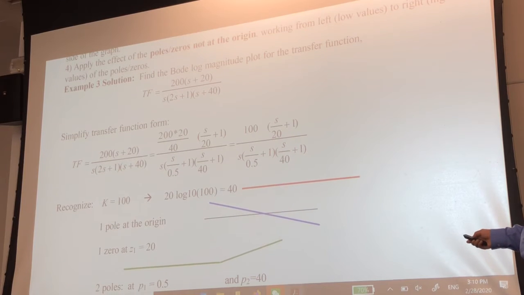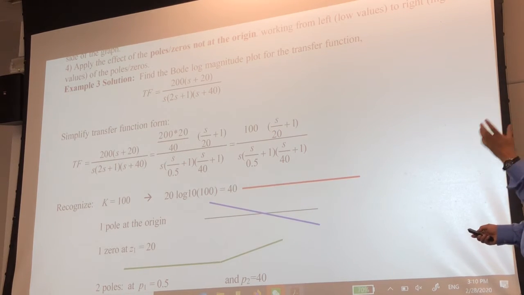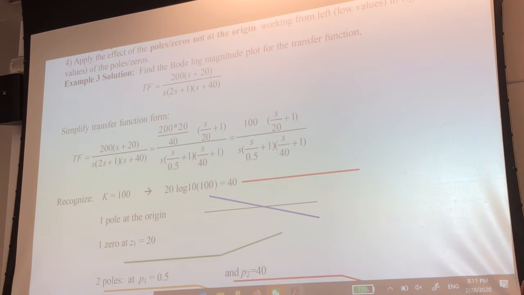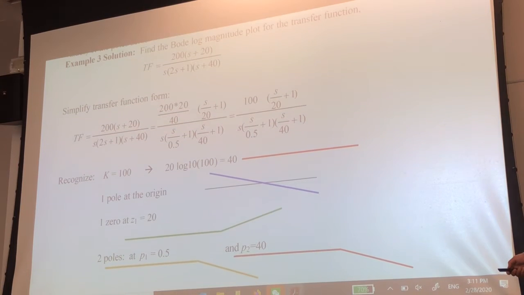You can see 0.5, 20, and 40. So when you go this way, you will see 0.5 first, then 20, then 40, okay? So we check the zero first. You can see this one starts from 0 dB, and at the corner frequency 20, it ramps up with a slope of positive 20 dB per decade. Okay? So that's the zero at Z1 equals 20.